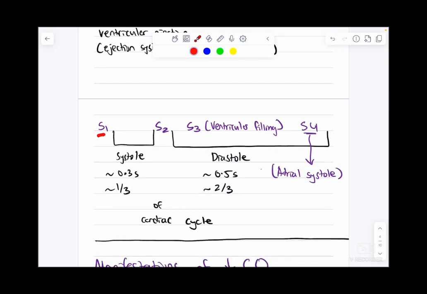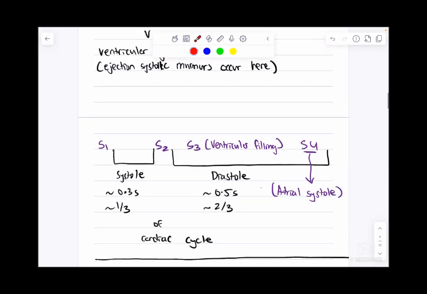S1, S2, like I said, systole is in between. Systole is approximately 0.3 seconds or 1/3 of the cardiac cycle. Between we have the diastole. It's 0.5 seconds. Okay, it's 0.5 seconds and it's approximately 2/3 of the cardiac cycle.